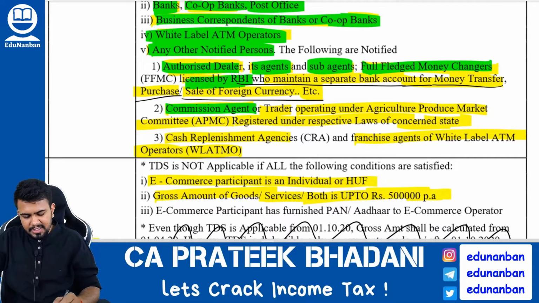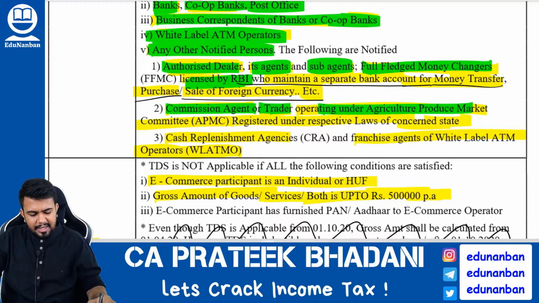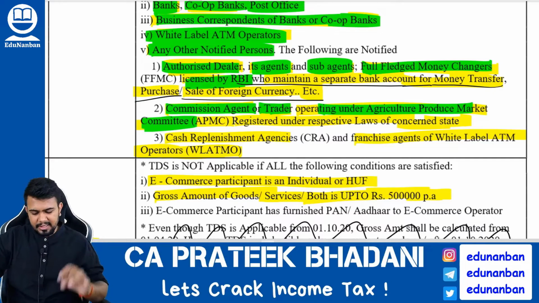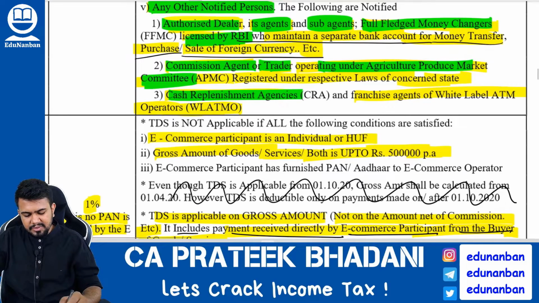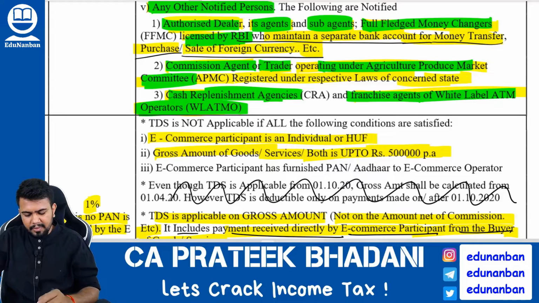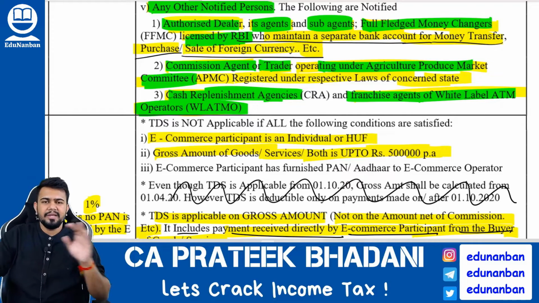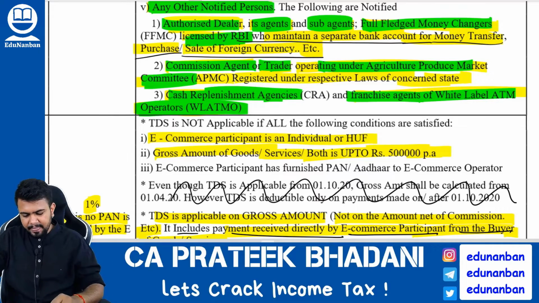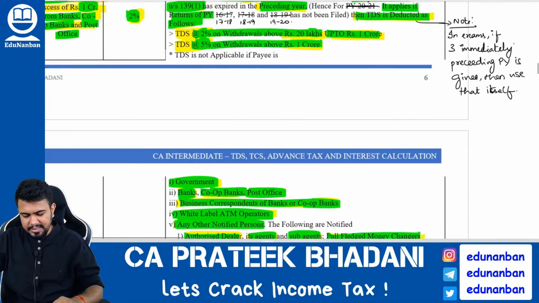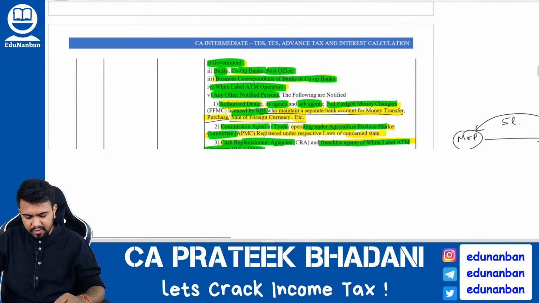Next, if a commission agent or a trader operating under Agriculture Produce Market Committee is withdrawing the money, they need not deduct the TDS. Next, if cash replenishment agencies or franchisee agents of white label ATM operators are withdrawing the money, then also no need to deduct the TDS. In detail, we have discussed the meanings of all these terms in the classroom itself. So this is section number 194N.